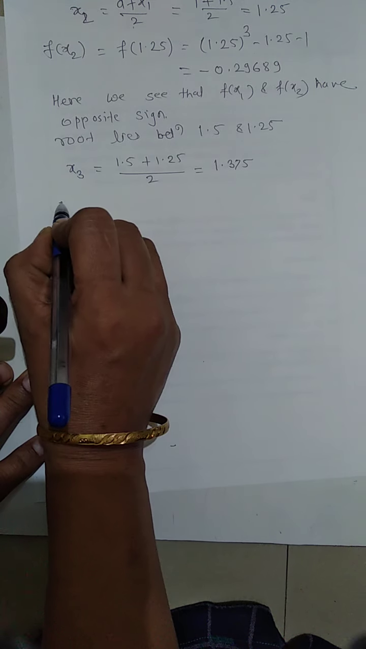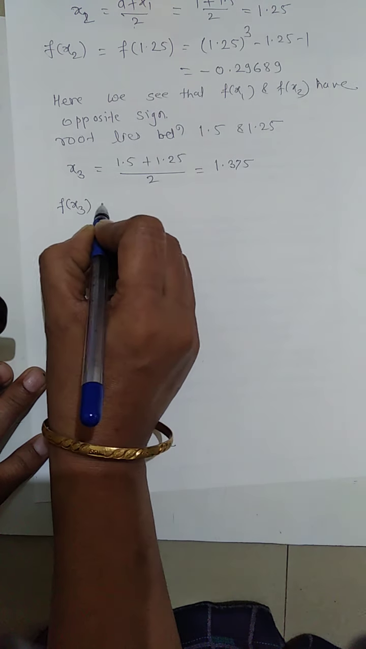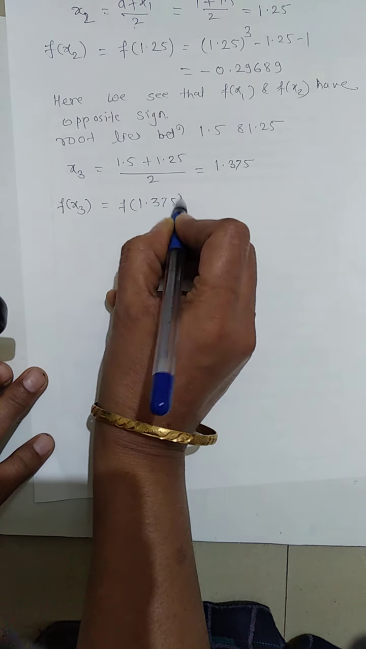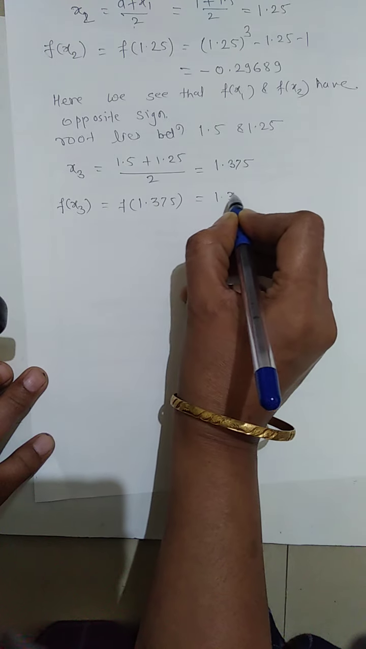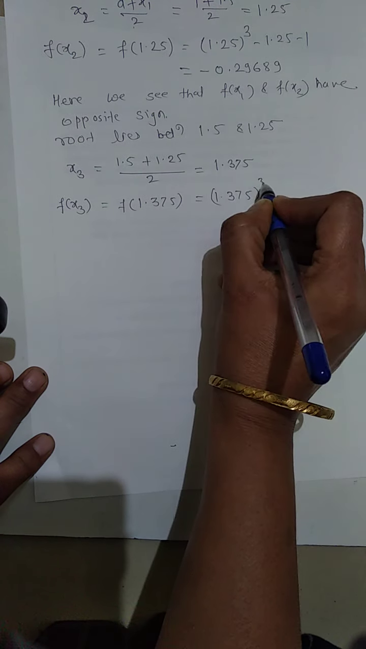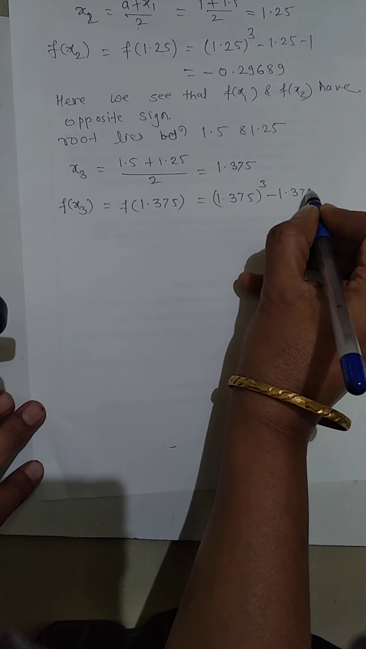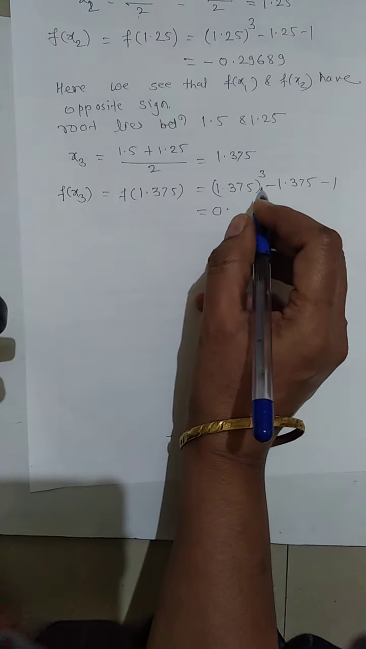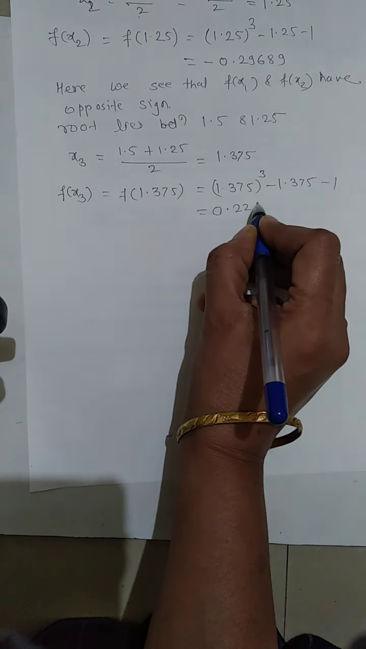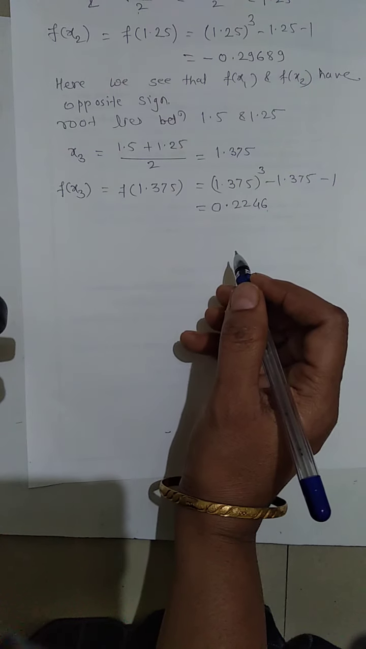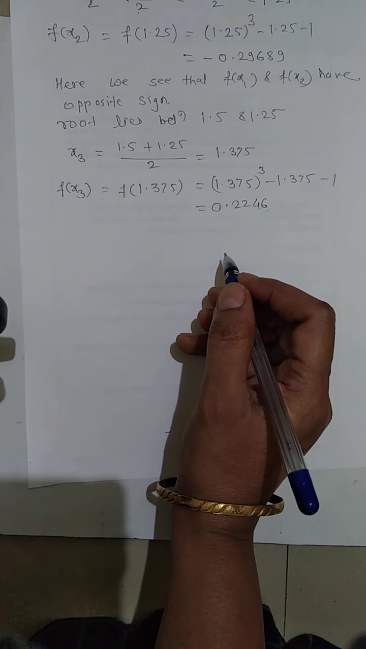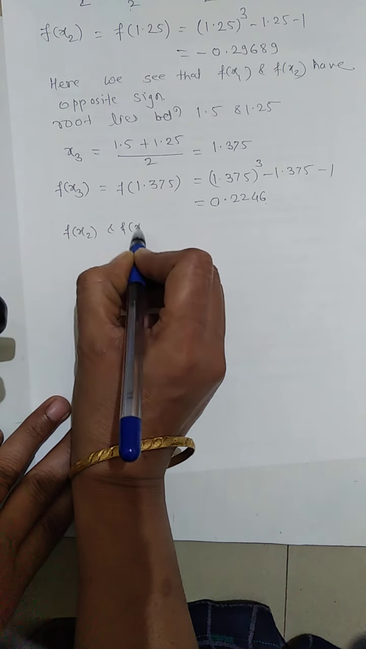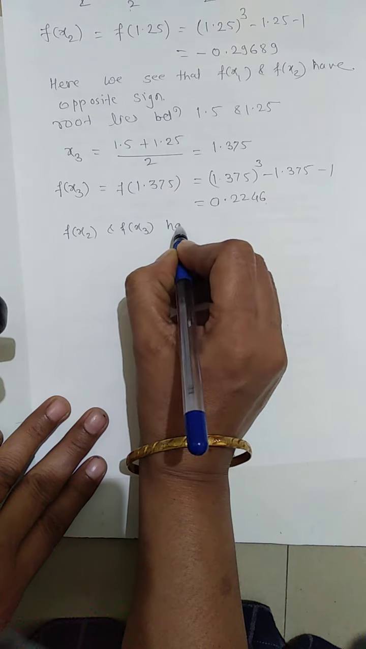Then again find f(x3), and f(x3) = f(1.375) = 1.375 cube minus 1.375 minus 1, and after calculation, the value of this is 0.2246. Then again here we see that f(x2) and f(x3) have opposite signs.